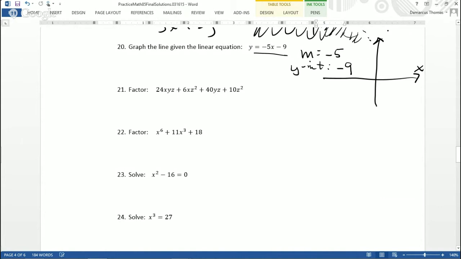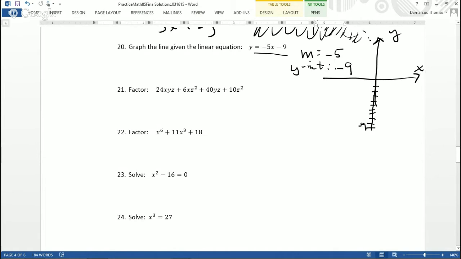Okay, this is a rough sketch, and of course, normally we would just use graph paper. My y-intercept, meaning it intercepts the y-axis at the point -9, at 0, -9. So I have to find -9. 1, 2, 3, 4. So -9 is there. And now my slope is -5/1.